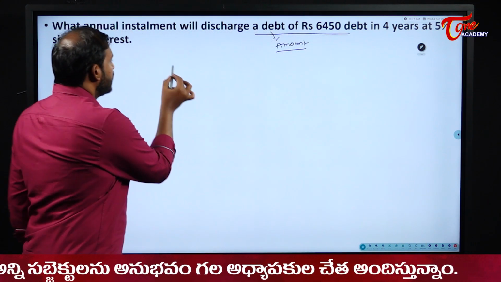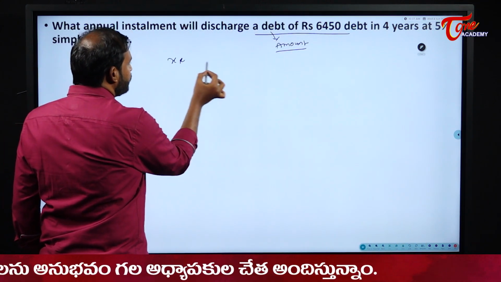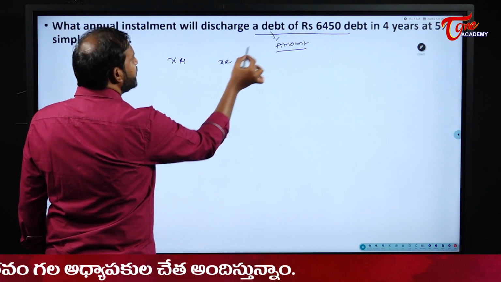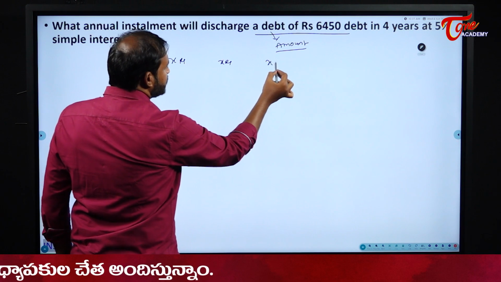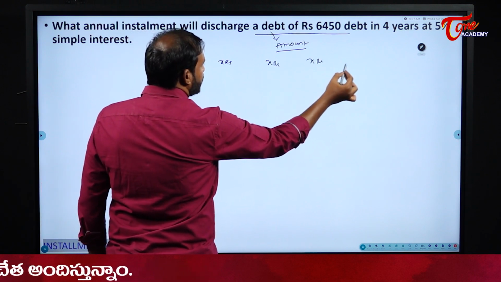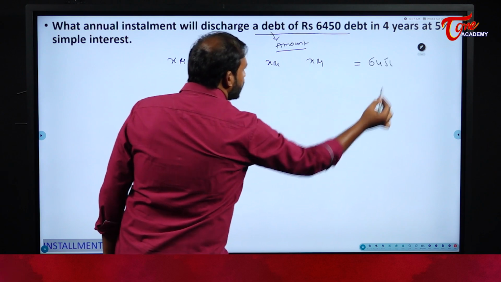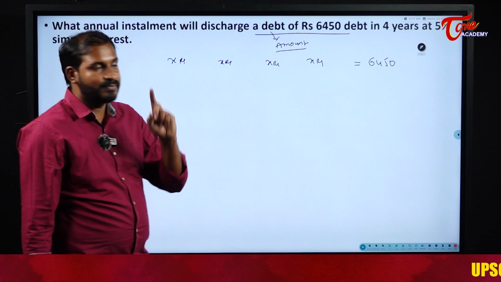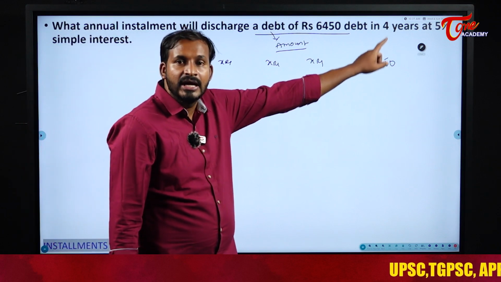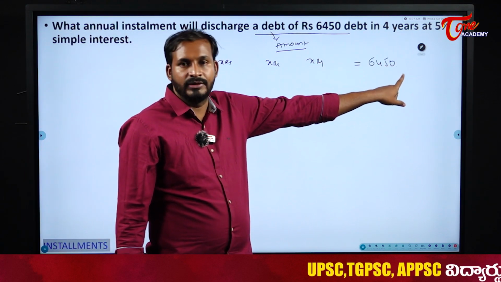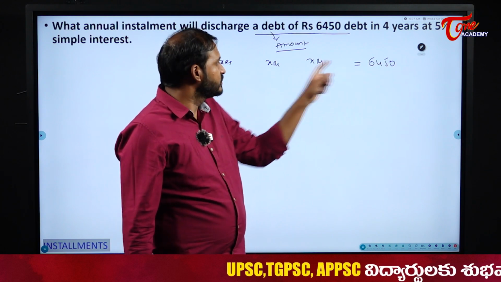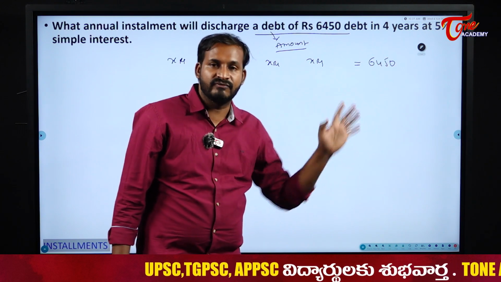Let us assume it will discharge some x rupees, for how many years? 4 years, right? x rupees for 4 years, which will be equal to my amount, that is 6450. See students, please be careful. Always we should write here amount. So this should be equal to my amount, 6450.